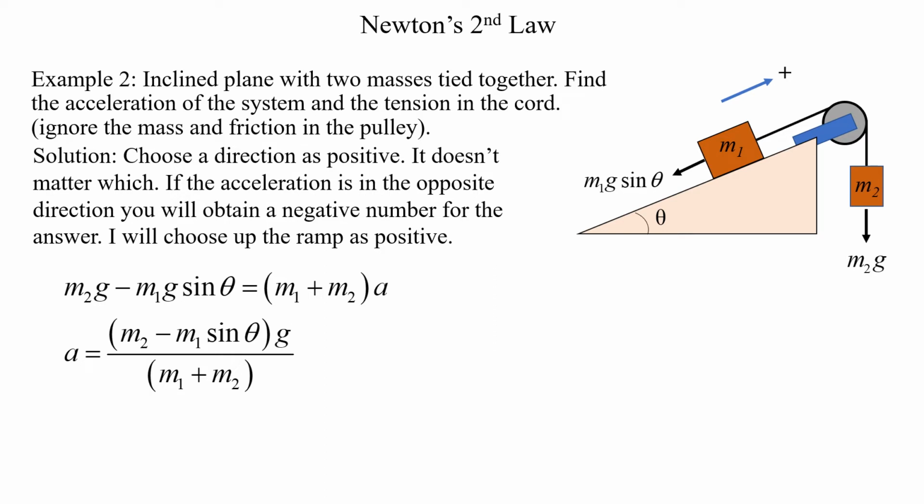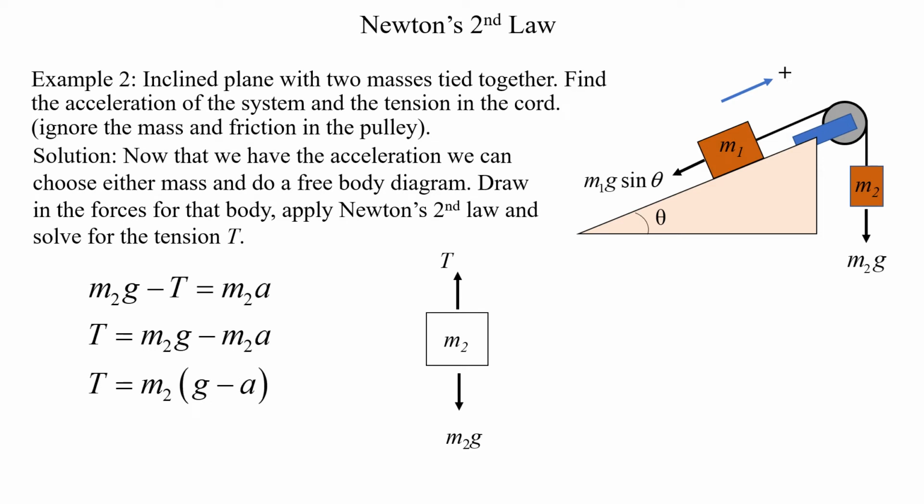or the acceleration equals the quantity M2 minus M1 sine theta, times g, divided by the quantity M1 plus M2. So if we're given numbers for the masses and a number for the angle of the plane, we would get a number for our acceleration. Again, notice that if M1 sine theta was greater than M2, our acceleration would be negative, and the block would move down the hill and M2 would go up.